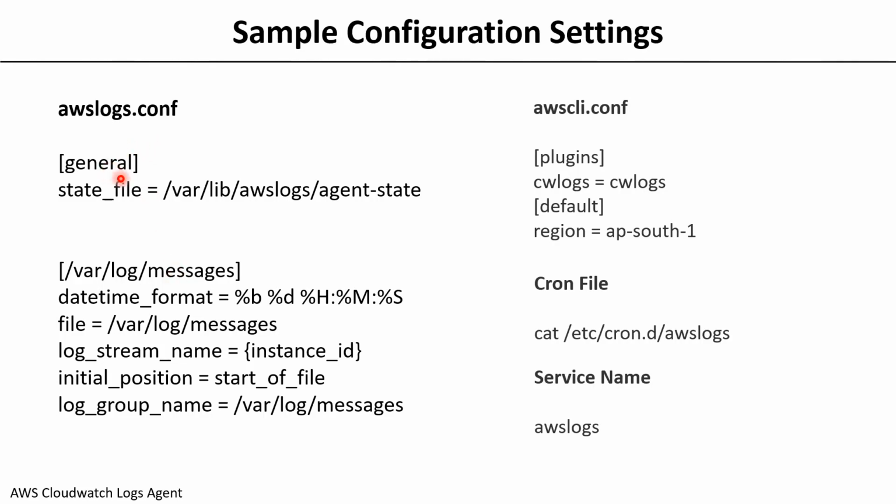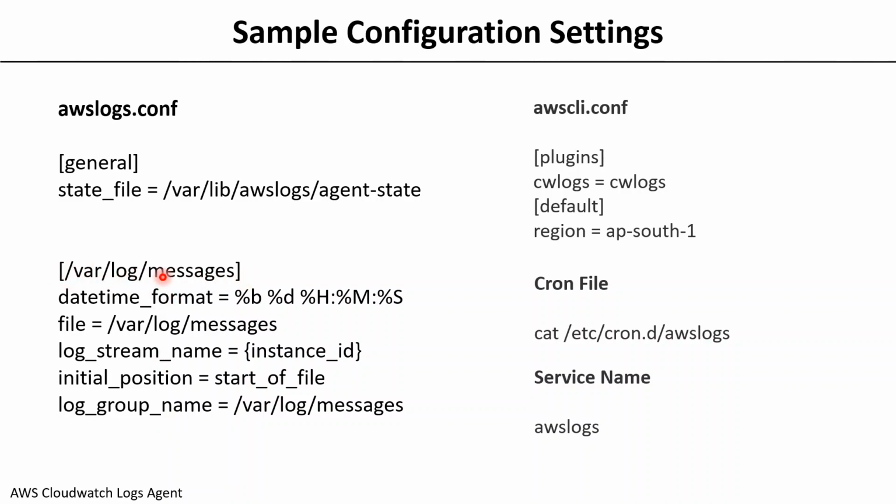In the general section, you define the state file, the state of this particular agent, and it's only one file. There is /var/lib/awslogs/agent-state, which keeps monitoring the state of the logs. The next section is the actual log file that you want to collect, and here is a name that I would like to give.